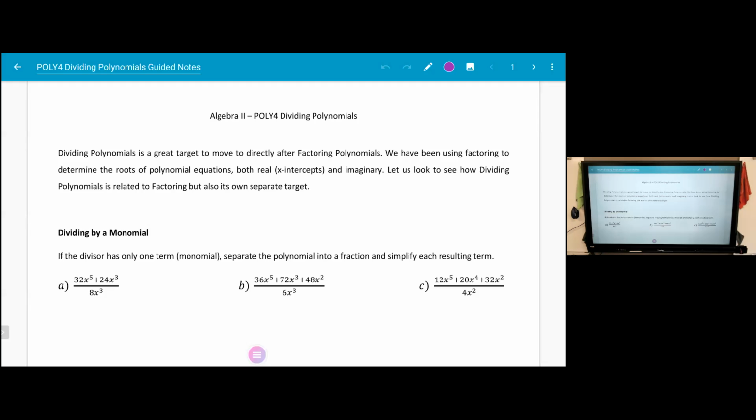All right, Algebra 2, here we go. We've got dividing polynomials, Poly4. It's a really nice way to transition from factoring polynomials to dividing polynomials. You can see how they're related, but also how they're a little bit different.